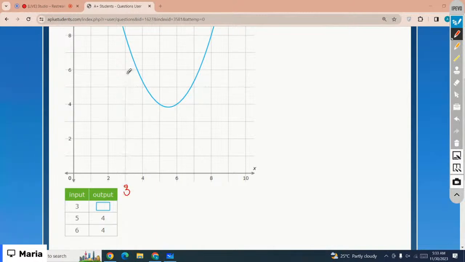It would be here. And the y value is you need to match it to the y axis. The y value here is 8. That means when x equals 3, y equals 8, right? So the missing value is 8. Got it? The correct option is 8.